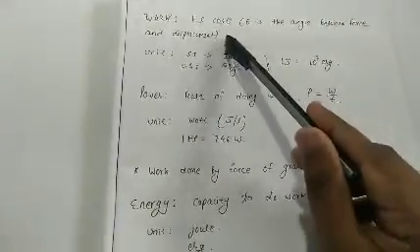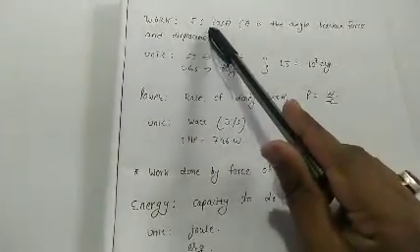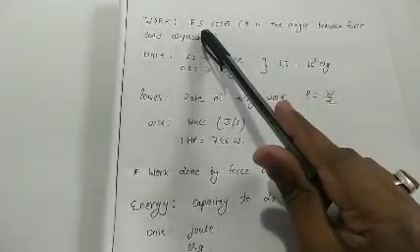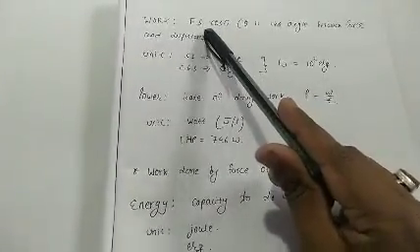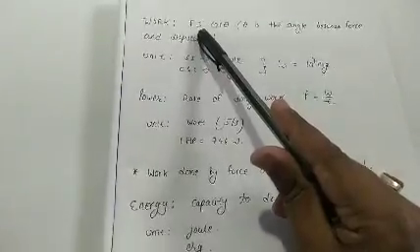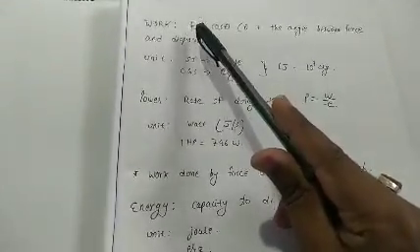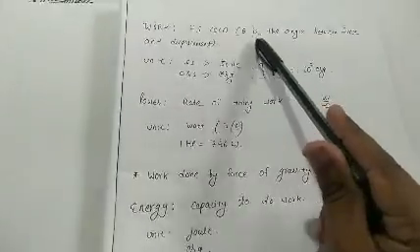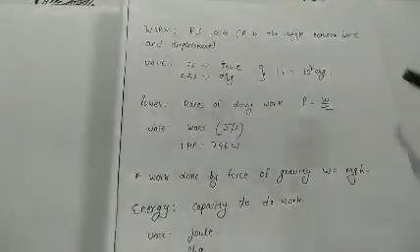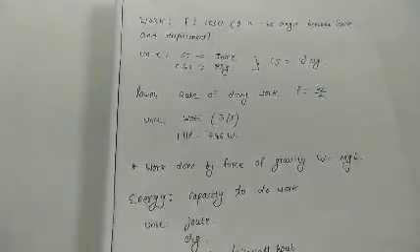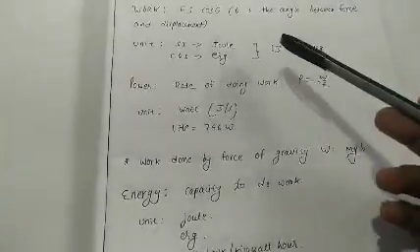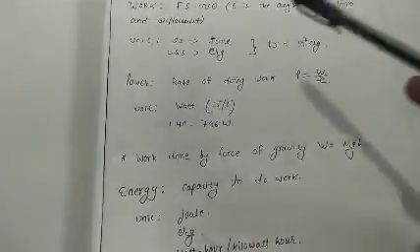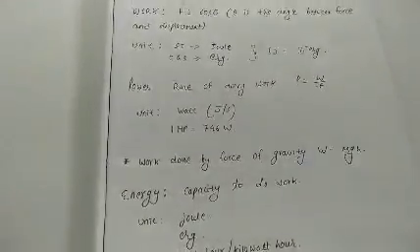This is the formula for work done when force and displacement have a certain angle between them. If force and displacement are in the same direction, the formula will be W equals Fs. But if there is some angle between force and displacement, the work done will be Fs cos theta, where theta is the angle between force and displacement. Now, the SI unit of work done is joule, the CGS unit is erg. And the relation between joule and erg: 1 joule equals 10 to the power 7 ergs.